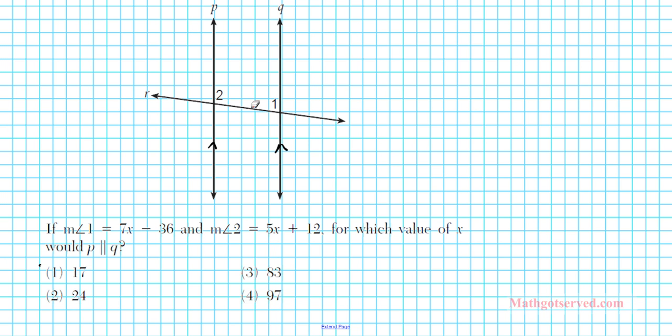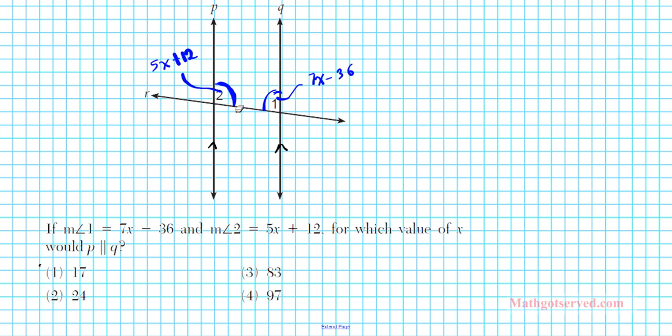a special name, and then a special connection also. What are these two angles called? Let's mark them. These two angles are known as same side interior angles. Angle 1 is 7x minus 36, and angle 2 is 5x plus 12. Now, these are same side interior angles if you have two parallel lines cut by a transversal. Same side interior angles are supplementary.